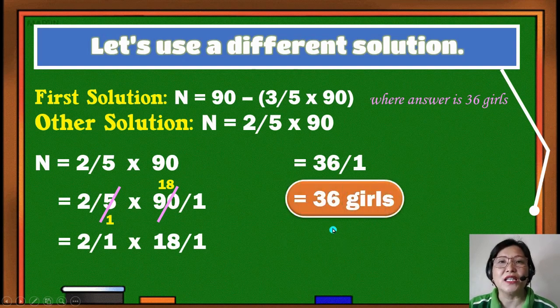So you see, the answers are the same but with different solutions. The question is, what kind of problem is this? You're correct. This is a non-routine problem because it has more than one solution to arrive at the answer. Whatever solution you did, provided that the answer is the same, your answer as well as your solution is also correct.